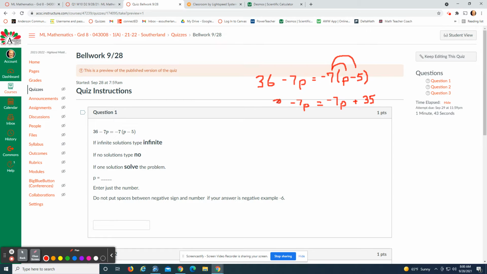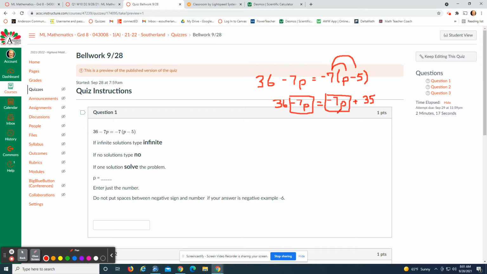And if you remember from yesterday, you want to start looking at the variables. Notice how negative 7p, negative 7p. So as soon as I see that they're on the opposite sides of the equal sign and they have the same variable, I know that this is going to either be infinite solutions or no solutions, because they have the exact same coefficient and variable.